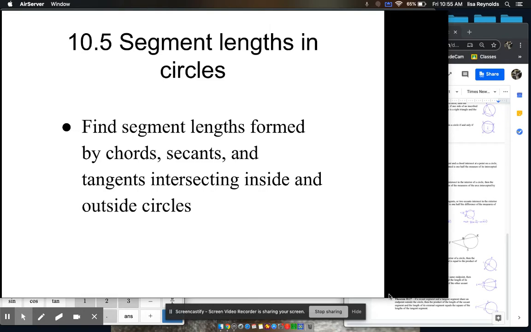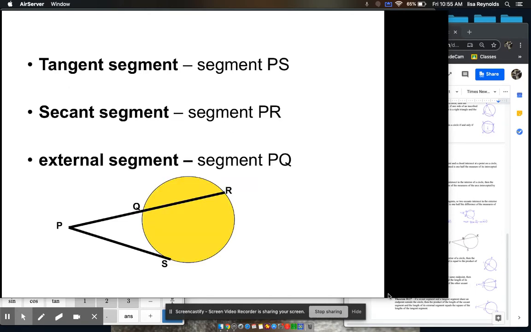If we had two tangent segments that met at a common point, then they were congruent. So remember, a tangent segment is going to go from a single point on the circle to a point not on the circle. A secant segment is going to go through the circle twice and go to a point outside. And a secant segment has two parts. It has the internal portion, which is the chord inside the circle, and the external portion, which is outside of the circle.